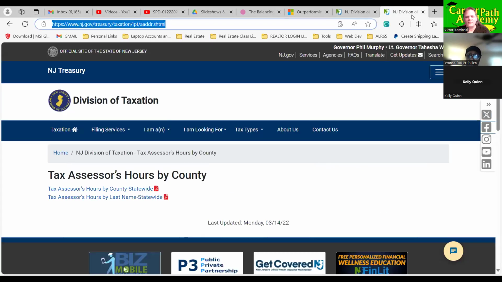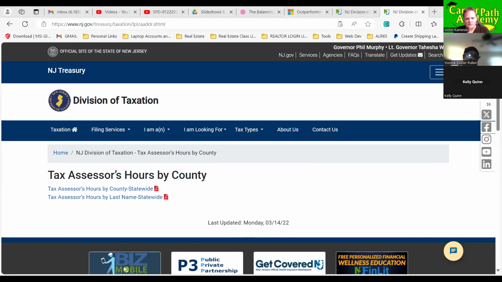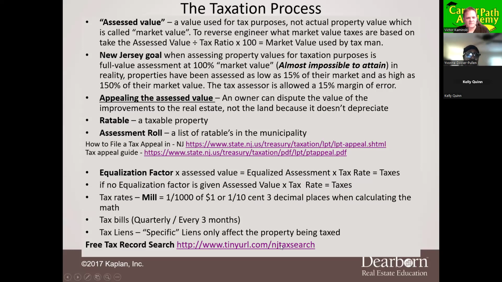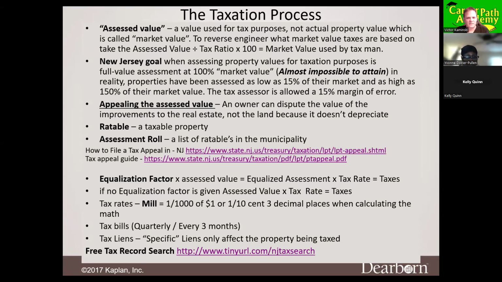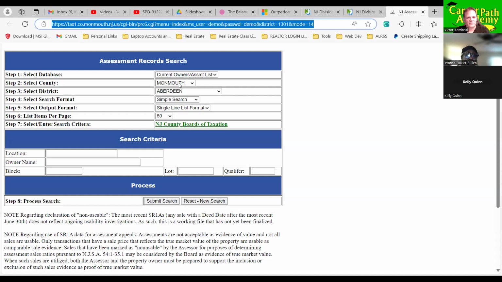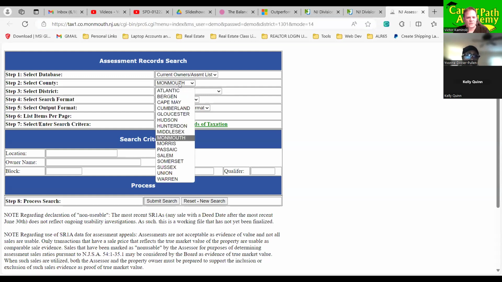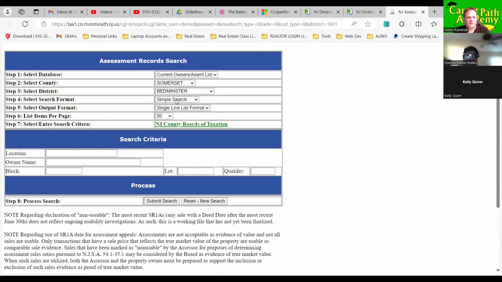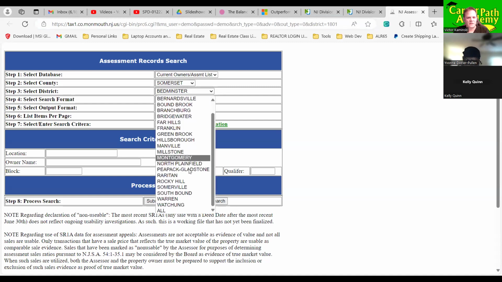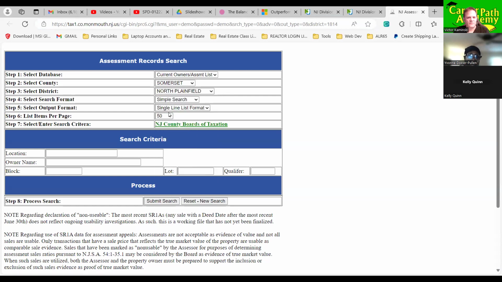Well, anyway, if you click on this, it takes you here. You click on here, you could search. You want to search on one of your neighbor's properties or something? And we could put in Somerset County. What town are you in? North Plainfield. North Plainfield. You want to search a neighbor's property or something?